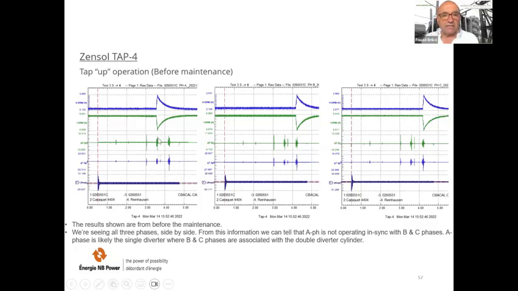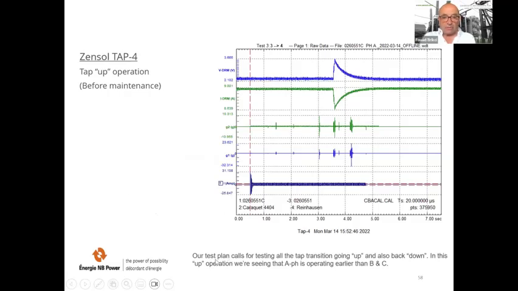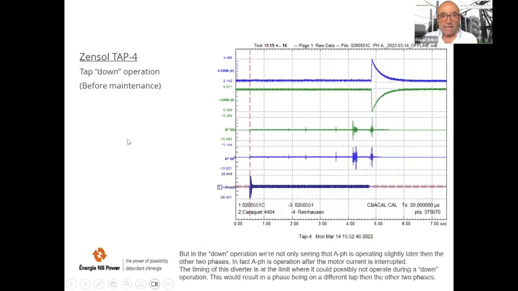This impact is associated with the first one, and the other is associated with, in fact, the third one. So our test plan calls for testing all the tap transitions going up and also back down. In this up operation, we're seeing that A phase is operating earlier than B and C. And in the down operation, we are seeing that A phase is operating slightly later than the other 2 phases.